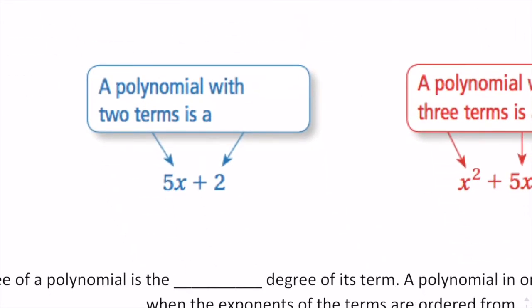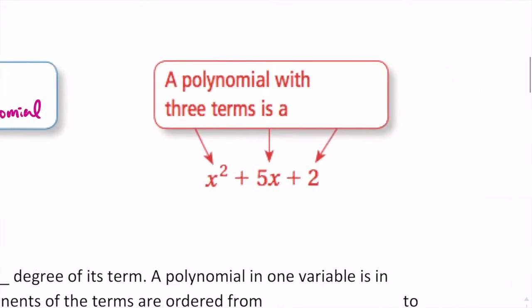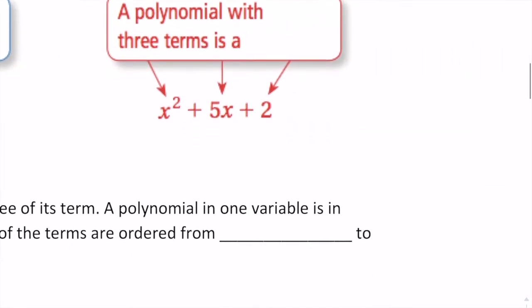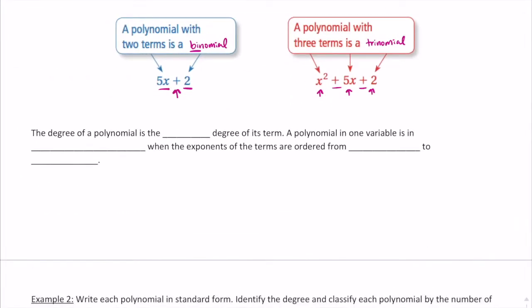So a polynomial with 2 terms is called a binomial. So polynomial is the overarching term. Binomial is a more specific type of polynomial. Why is it a binomial? Because it has 2 terms and it is separated by an addition symbol right there. A polynomial with 3 terms is called a trinomial. So, as you can tell, I have 3 terms. They are separated by an addition sign. This is what a trinomial is.